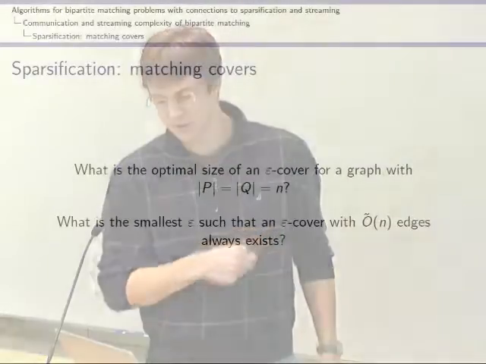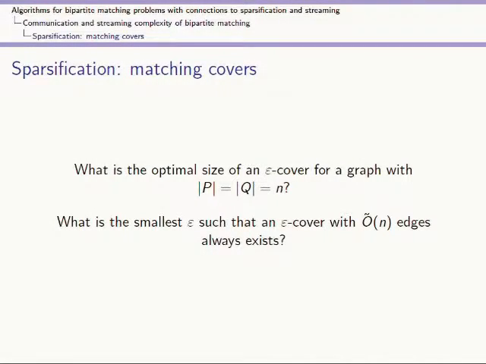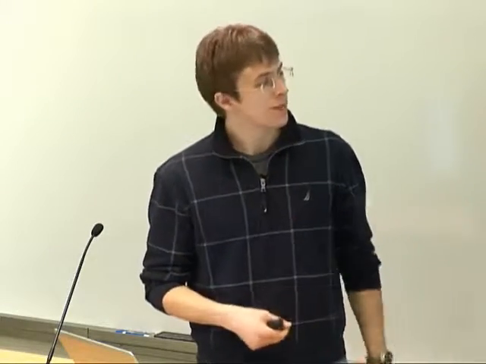Now, we'll also be interested in the following twist of this question. Suppose that I want an efficient cover. I want to represent the matchings in the graph using few edges. So I constrain my cover to have O tilde n edges, so n poly log n edges. And this is a standard notion of small, let's say for streaming algorithms. And now the question becomes, what is the smallest epsilon for which an epsilon cover with few edges, that is O tilde n, always exists? So these are the two questions that we're interested in.